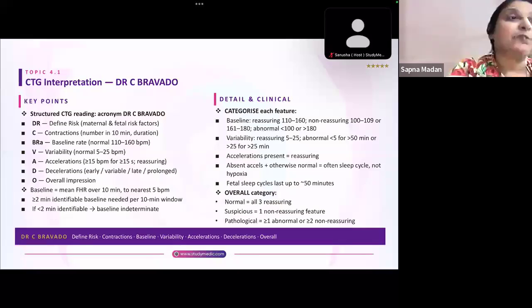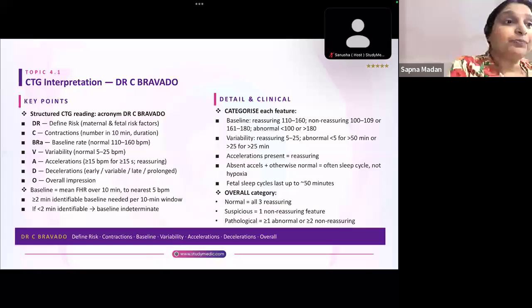Contractions, Dr. C. Bravado. So C is for contractions. And how many contractions are there in 10 minutes? So what is normal is up to 4 to 5 contractions in 10 minutes. Anything more than that is not normal. Okay, so that goes into what we call the amber zone. Everything which is normal is going to be in the white zone, and anything which is abnormal is going to go into the amber, and which is pathological is going to go into the red. As far as contractions are concerned, it is only amber. So anything more than 5 is amber. There is no red category for contractions.